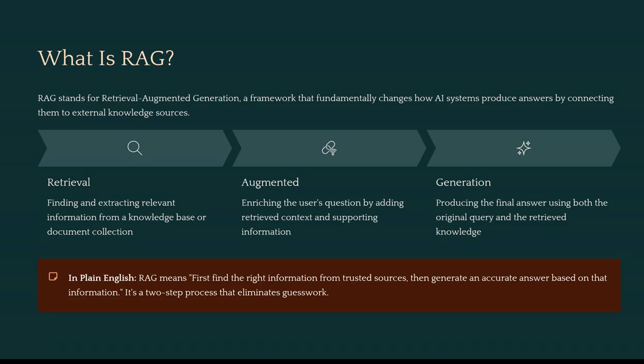RAG actually stands for Retrieval Augmented Generation. It is a framework which has fundamentally changed the way enterprises use LLMs, and it has bridged the gap between LLMs and enterprises. The whole generative AI craze which is going on, RAG is the enabler. Retrieval means extracting the relevant information based on the question which is asked, and augmentation means enriching the question by adding retrieved context and supporting information.